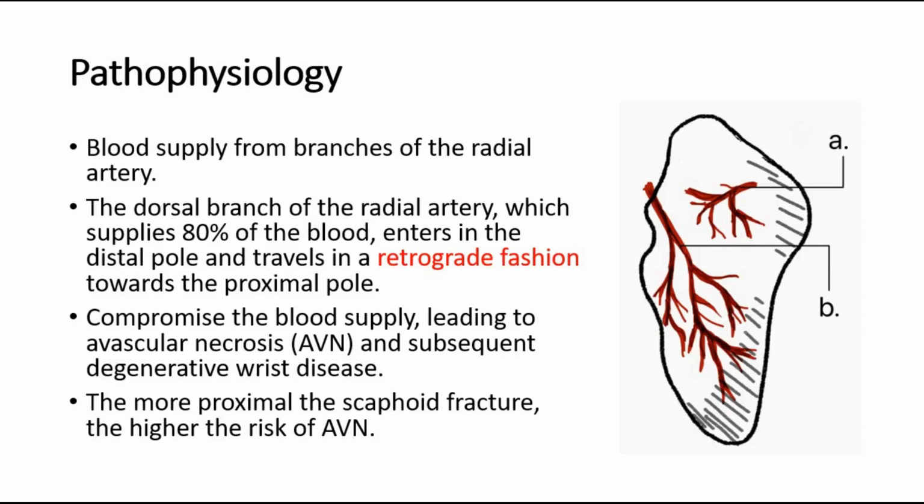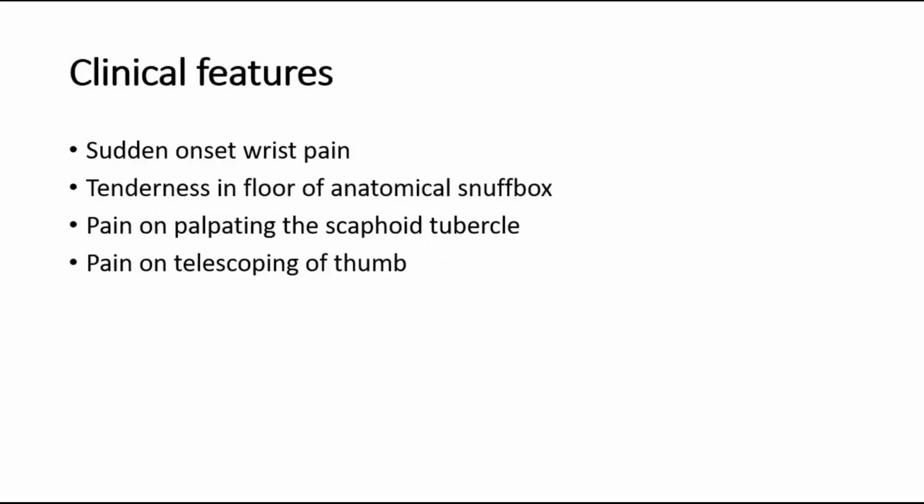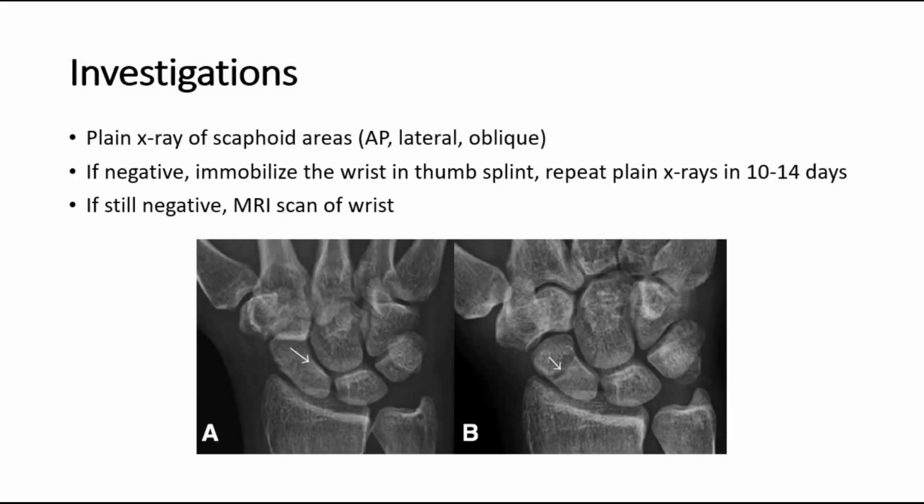Consequently, fractures can compromise the blood supply, leading to avascular necrosis and subsequent degenerative wrist disease. The more proximal the scaphoid fracture, the higher the risk of AVN. For clinical features, patients will complain of sudden onset wrist pain and bruising may be present. There is tenderness in the floor of the anatomical snuffbox, pain on palpating the scaphoid tubercle, and pain on telescoping of the thumb.